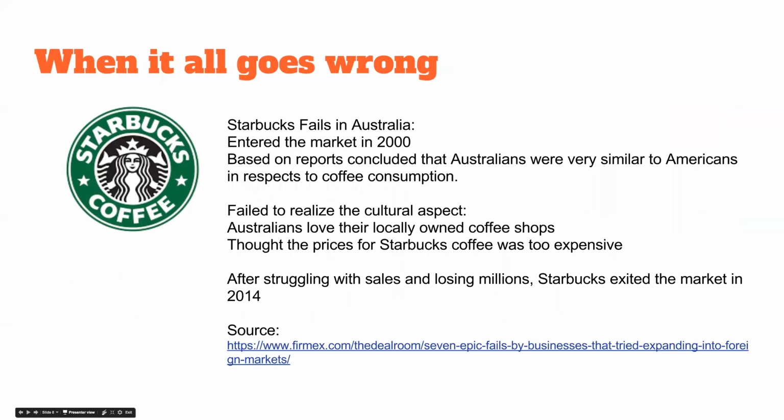Up first is Starbucks. Starbucks failed in Australia when they entered in 2000. The chain thought that Australians were indeed very much like Americans when it came to their coffee drinking habits. But Starbucks failed to realize the strong preference for local coffee shops and entered the market with a price point that was much too high for Australians to palate. In 2014, they exited the market by selling the remaining stores to the operators of the local 7-Eleven chain.